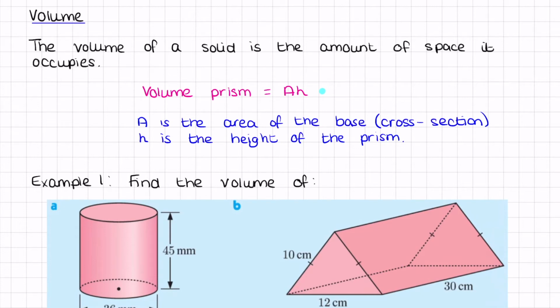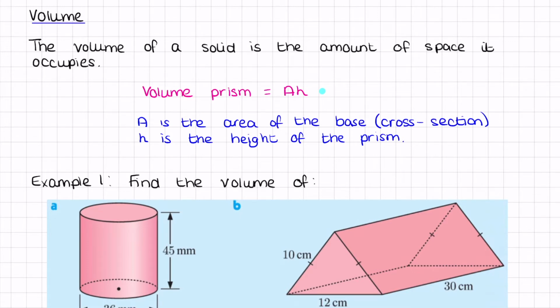Volume. The volume of a solid is the amount of space it occupies. Now the volume of a prism is the area of the base of the prism multiplied by the height. So remember, a prism is a shape that has the same shape at the bottom and the top of the shape, and then the height is the distance between the top and the bottom.